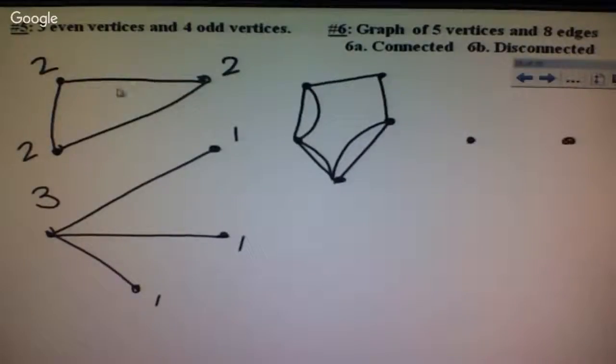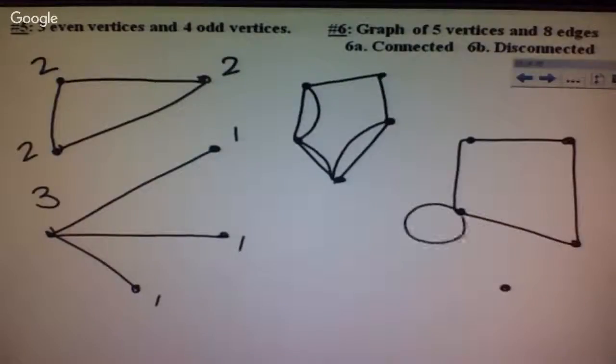For disconnected, I take a set of dots and put them together, and I leave one little dot all on its own, because that always makes it disconnected. If I have an isolated vertex, this will always, always be disconnected. So just pick one dot and never touch it with a line, and you're good. Again, 8 edges: 1, 2, 3, 4, 5, 6, 7, 8. And it's disconnected because you have that isolated vertex.